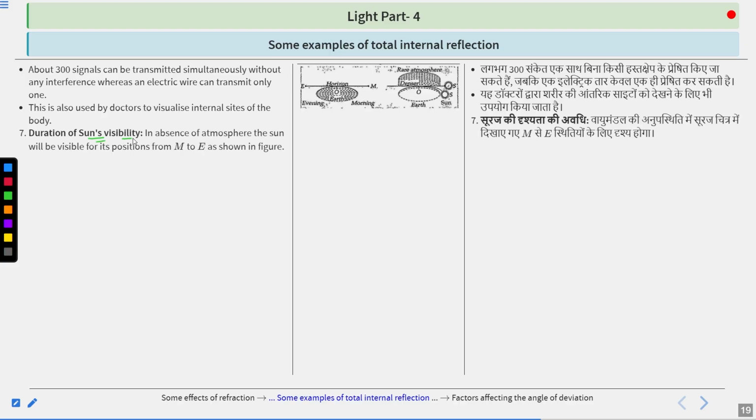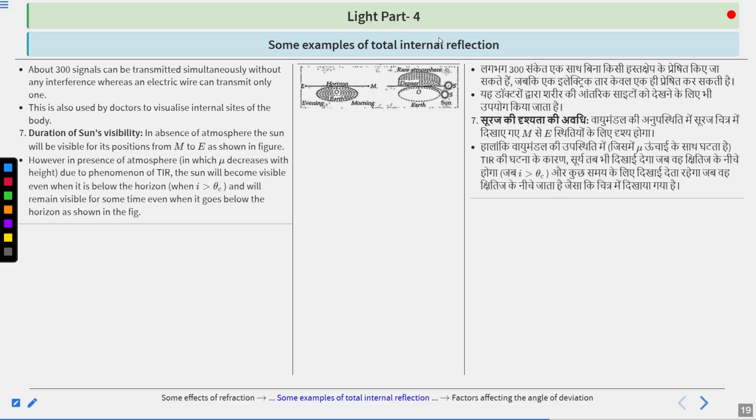Next, the duration of the sun's visibility. In the absence of atmosphere, the sun will be visible for its position from M to E as shown in the figure. This is M, this is E on the horizon. However, in the presence of an atmosphere in which mu decreases with height, due to the phenomenon of TIR the sun will become visible even when it is below the horizon. Therefore, the angle of incidence is greater than the critical angle and the sun will remain visible for some time even when it goes below the horizon, as shown in the figure. Here, if you are standing here, you can still observe the sun. Already the sun is below the horizon.